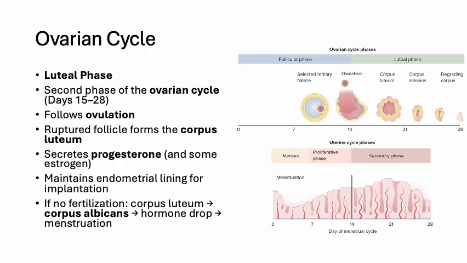The luteal phase begins immediately after ovulation and spans the second half of the ovarian cycle. The ruptured follicle transforms into the corpus luteum, which secretes progesterone and a smaller amount of estrogen. Progesterone is essential during this phase. It stabilizes and thickens the endometrium, creating a hospitable environment for implantation. If fertilization does not occur, the corpus luteum degenerates into the corpus albicans. Hormone levels fall, and the cycle restarts with menstruation. However, if implantation does occur, the developing embryo releases HCG, which preserves the corpus luteum and supports early pregnancy.